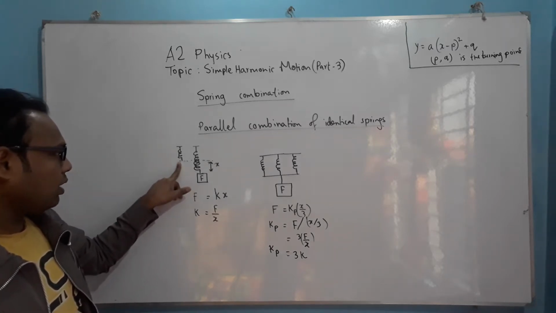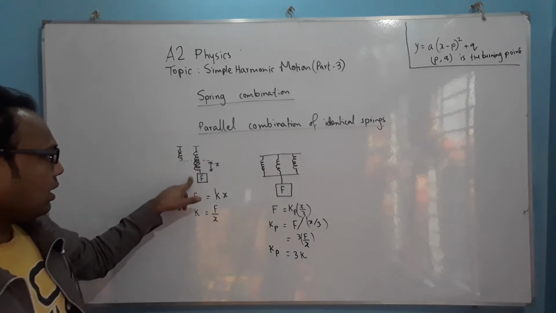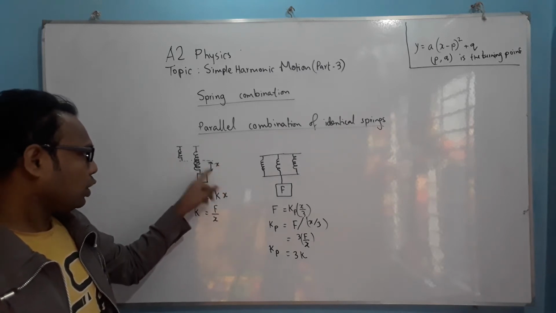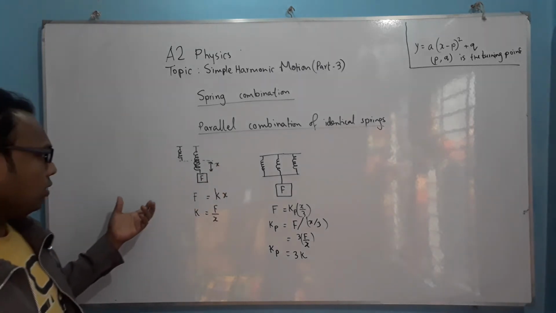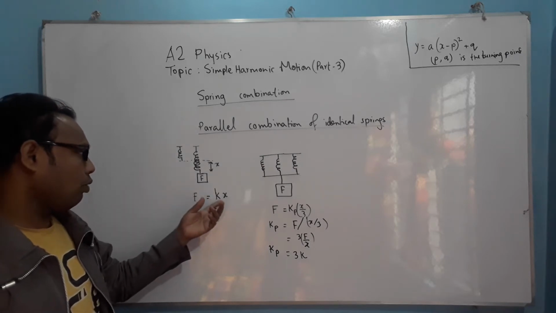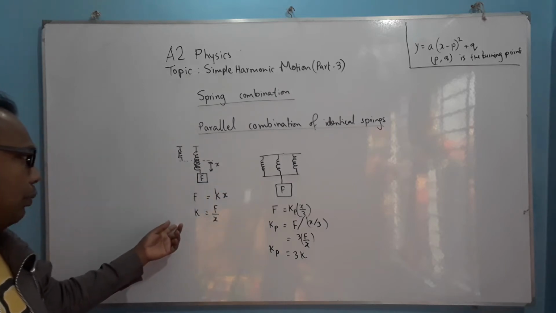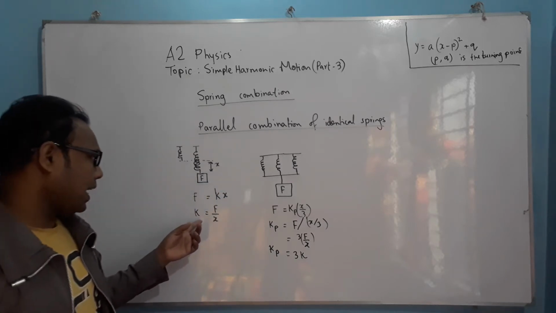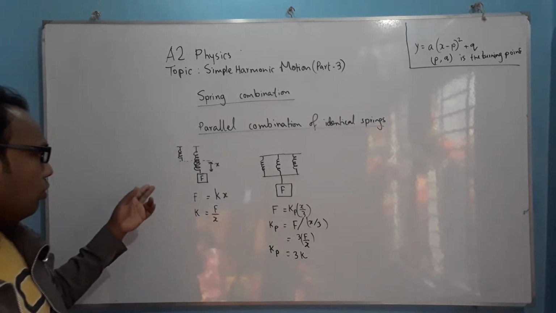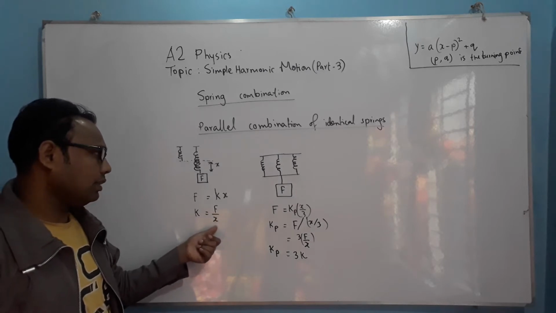And when a load is suspended from that single spring, say for example, the spring is extended by x units. So if we apply Hooke's law, we get F equals k times x, where x is the extension of that spring. If we make k the subject, we get k is equal to F over x. So the spring constant for this single spring is k equals F over x.